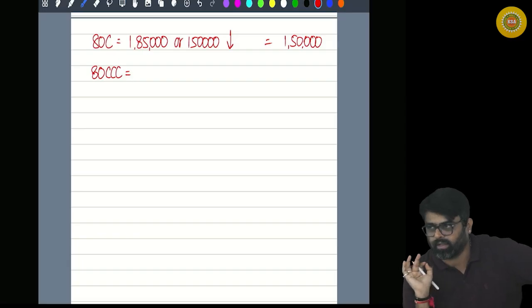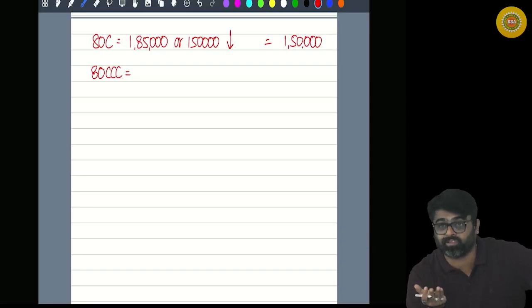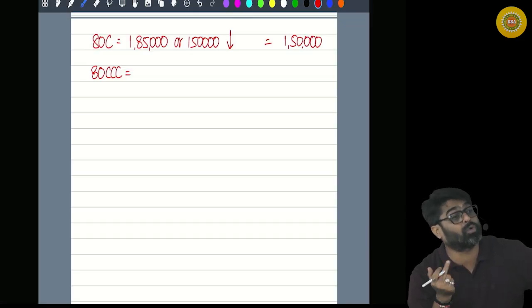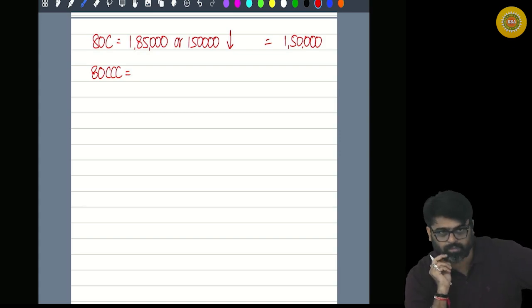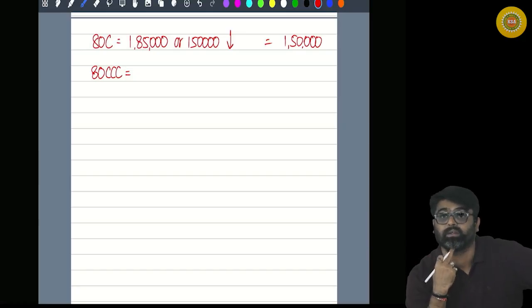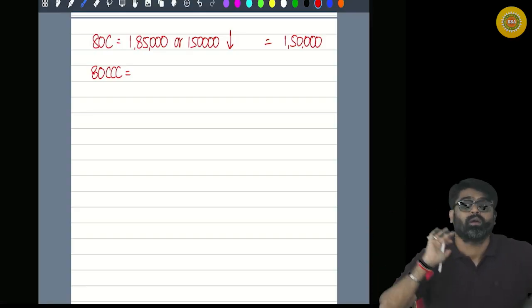Now after 80C, one more section is there, 80CCC. 80CCC says that if you are contributing to notified pension fund of LIC or any other approved insurance company, you are an individual, you can be resident or a non-resident, but during the previous year you are contributing to notified pension fund of LIC or any other approved insurance company, then for that contribution you are going to get deduction under section 80CCC, subject to a further limit of 1,50,000.